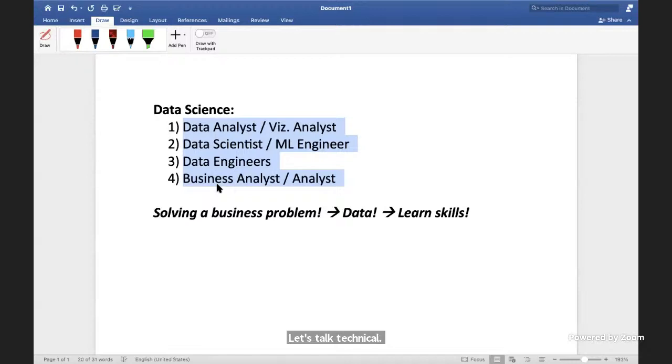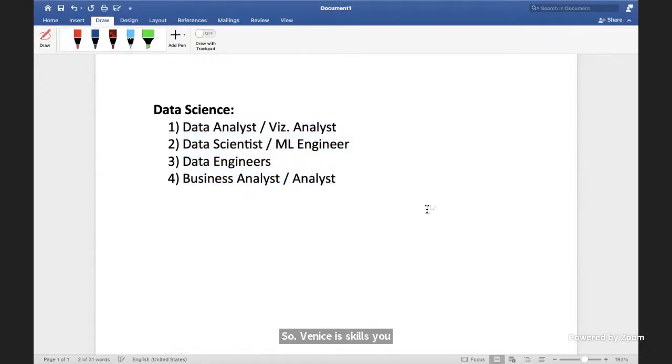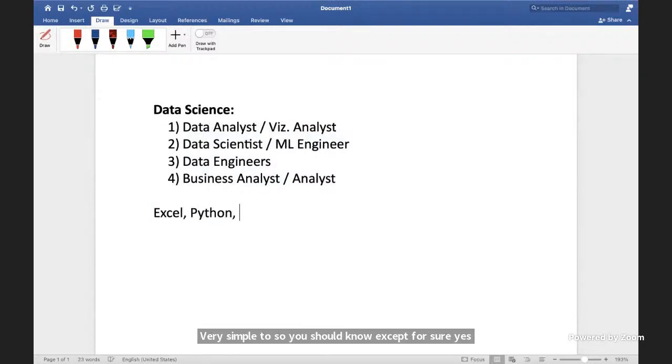SQL is the right answer. Vijay, Excel, correct. Okay. Maybe Power BI and Python, right? So when I say skills, you need to learn certain coding languages. The popular languages out there are... I won't even call Excel a language, because Excel is a very simple tool. So you should know Excel for sure. Then you should be aware of Python and SQL.